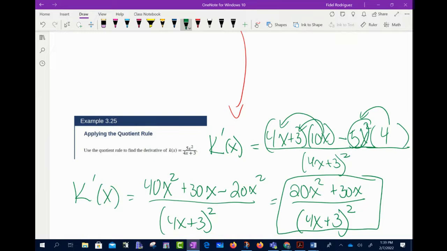I'm sorry. Say it again. Well, you could FOIL out the bottom, and you could factor some stuff out of the top. But again, all we did is just combine some like terms.